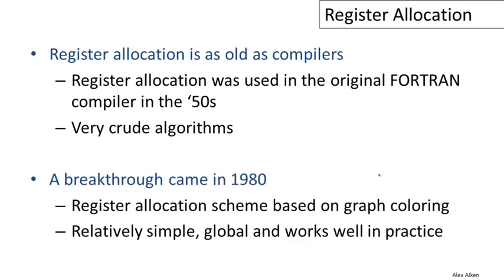And then about 30 years later, in 1980, a breakthrough occurred where a group of researchers at IBM discovered a register allocation scheme based on graph coloring. And the great thing about this scheme is that it's pretty simple, it's easy to explain. It's global, meaning it takes advantage of information from the entire control flow graph at the same time, and it also happens to work well in practice.